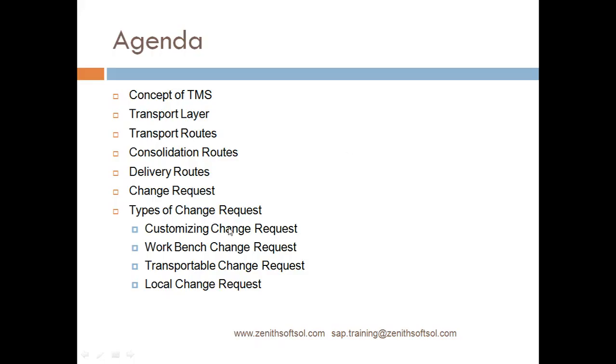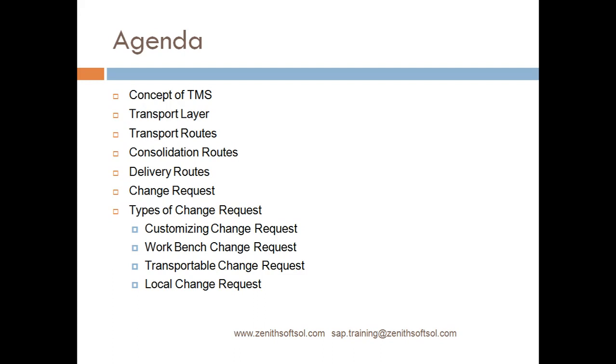Now when I am talking about a change request, a change request is nothing but a list in the system containing the objects to be transported and information on the purpose of the transport, the transport type, the request strategy, the target system, right? A change request is typically made up of 1 or more change tasks. There are some types of change requests: customizing change request, workbench change request, transportable change request, and local change request.